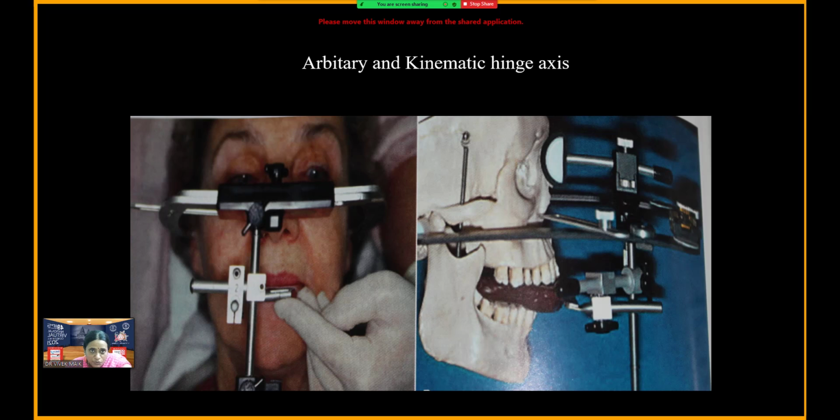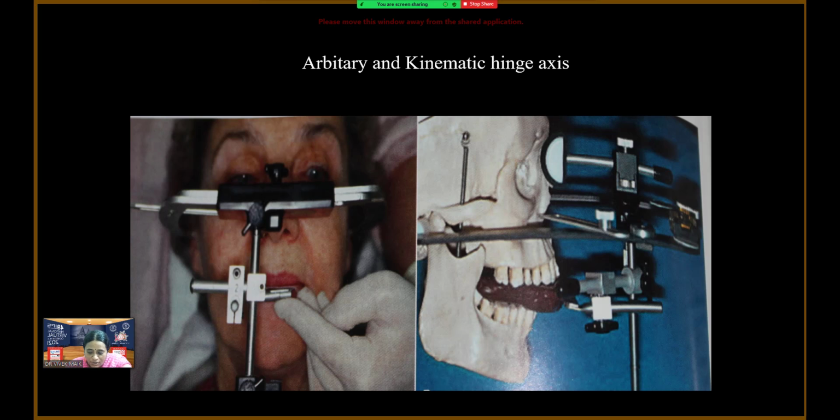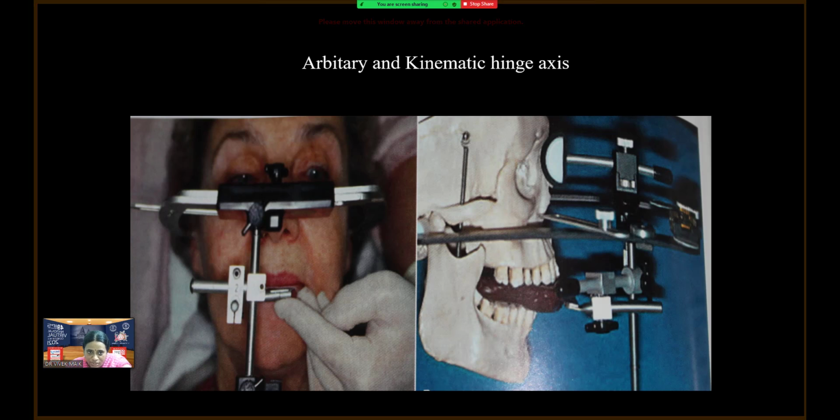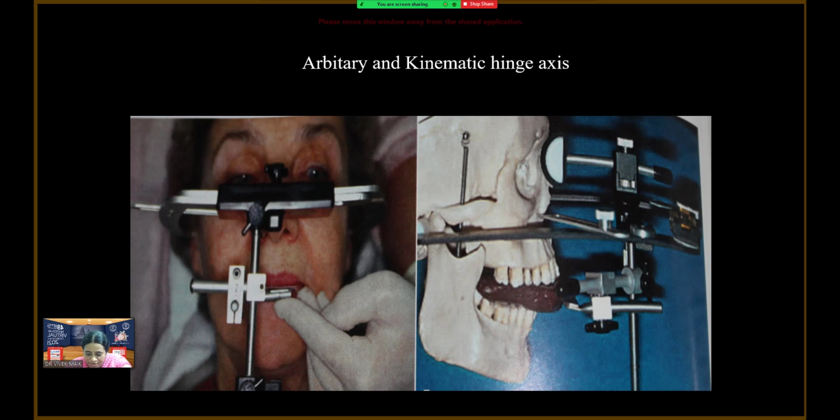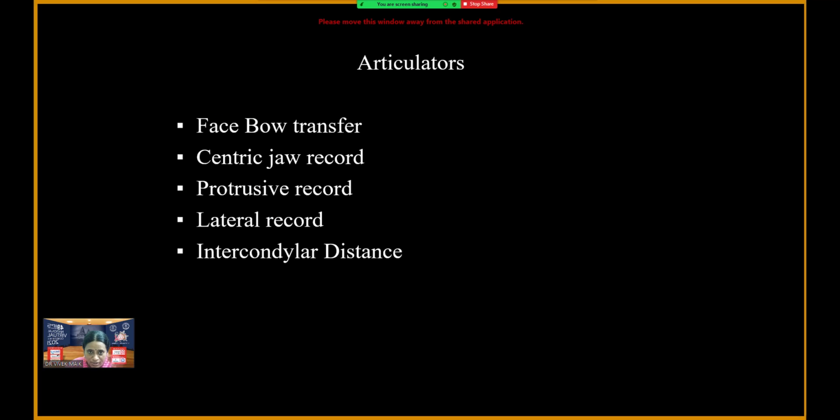These are the two hinge axes which are used in a face bow, the arbitrary and the kinematic. The arbitrary face bow is used to arbitrarily locate the axis of the articulator, which is located 12 millimeters along the line drawn from the upper border of the tragus of the ear to the outer canthus. The kinematic hinge axis also uses such a landmark, which is the external auditory meatus, and is used to stabilize the face bow and assist in mounting the study cast.